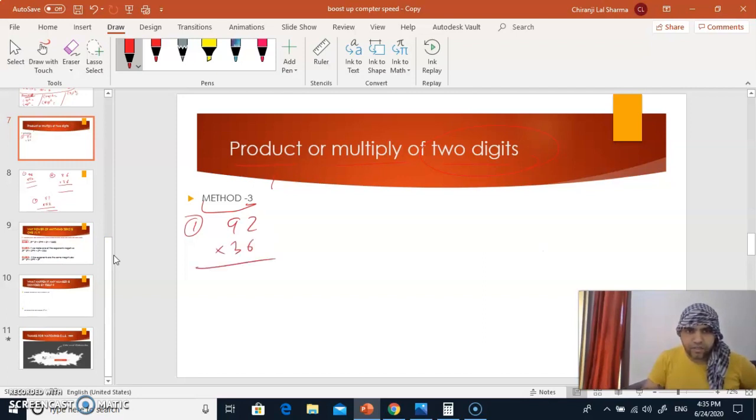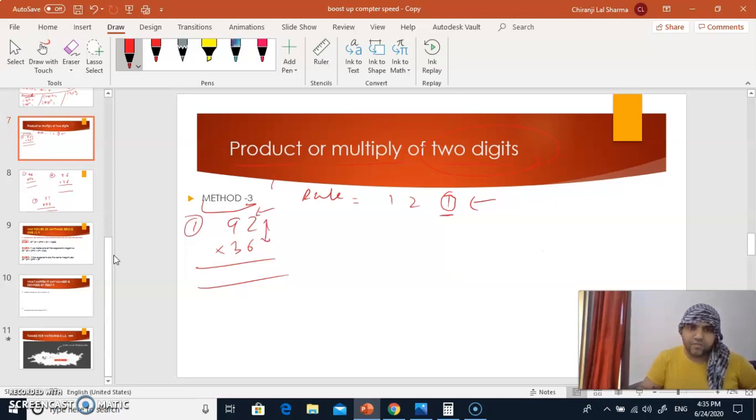If you are asked to do it in one line, how will you do it? There is one rule. You have to apply this rule one by one, from the back side. So this is step 1. How you will apply it is, you have to multiply in vertical form from this side.